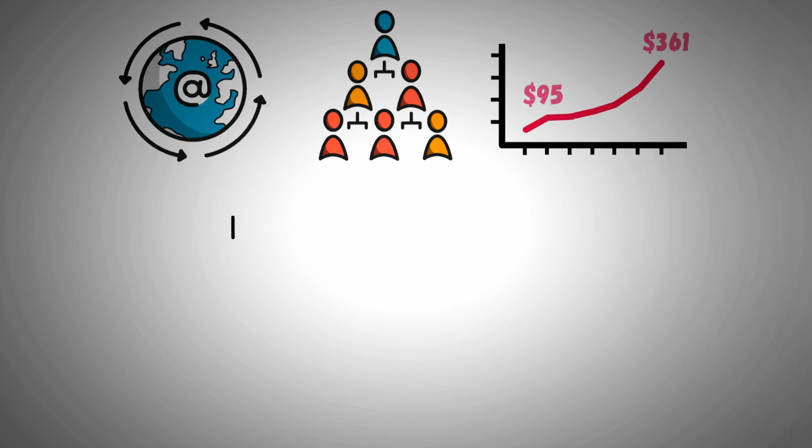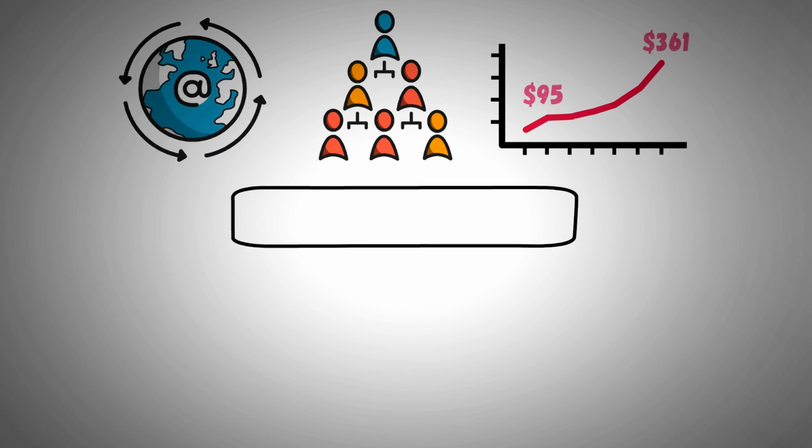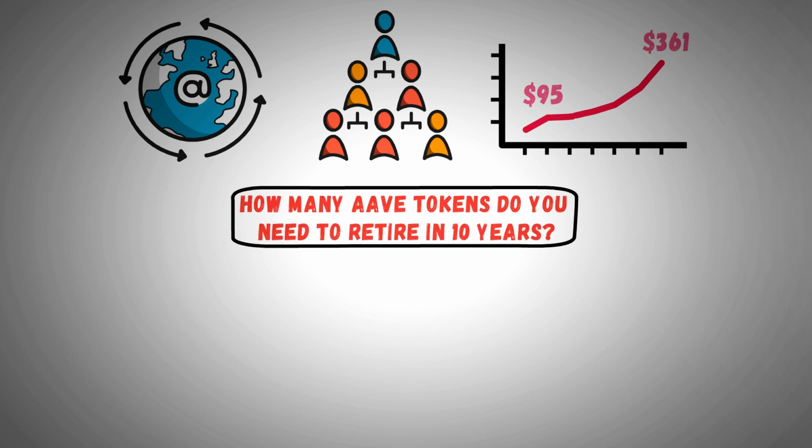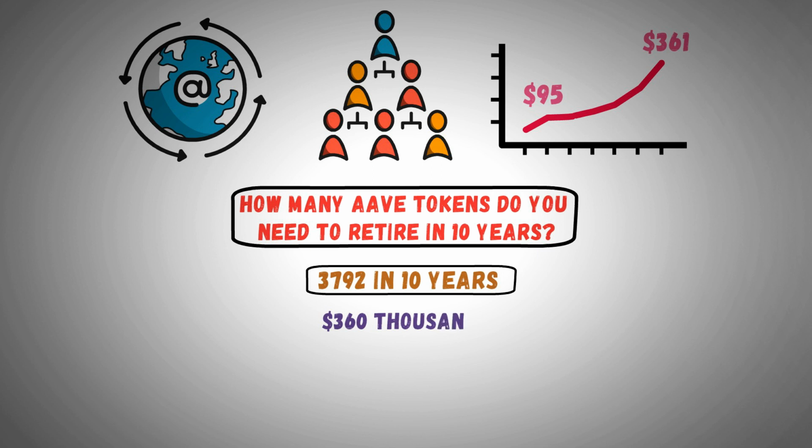Now to the big question I've raised at the beginning of this video. How many Aave tokens do you need to retire in 10 years? Considering our assumptions, the number of tokens required for you to live off of would be approximately 3,792 in 10 years, which approximates to $360,000 in today's value.